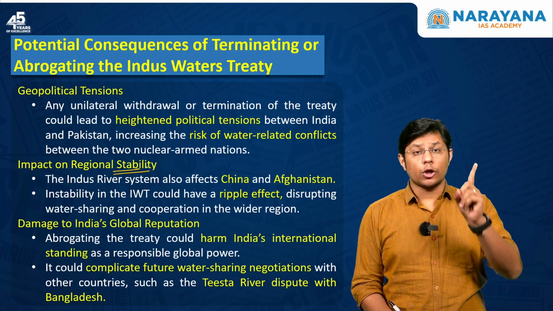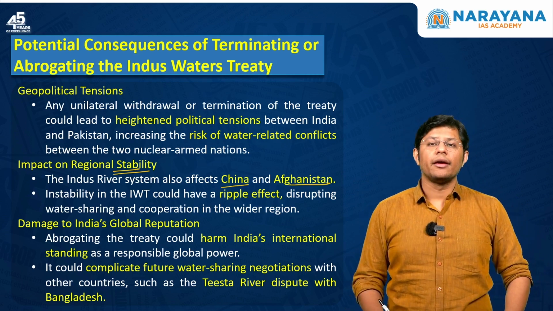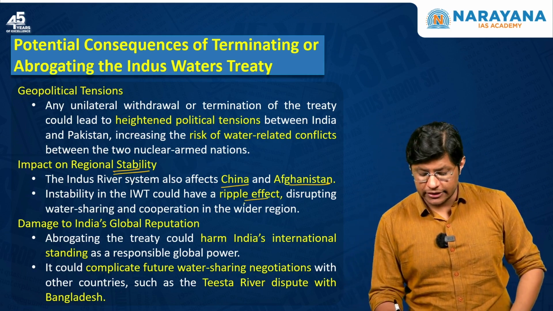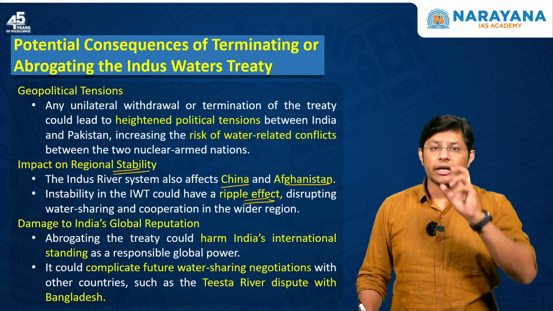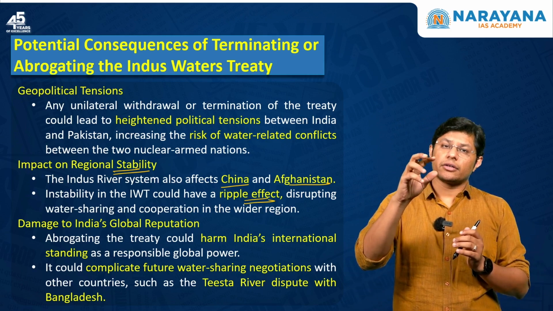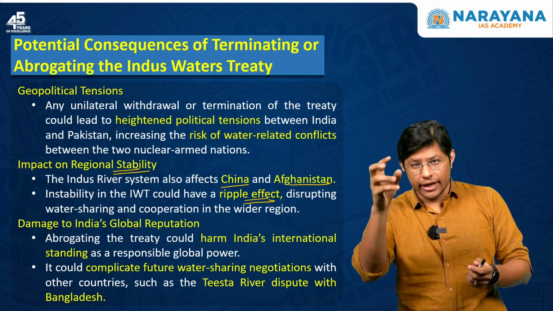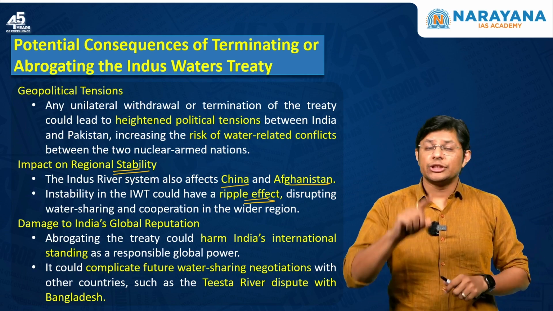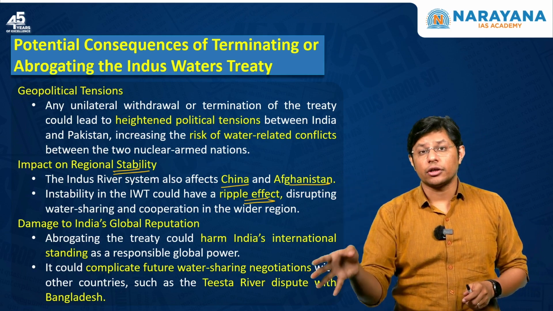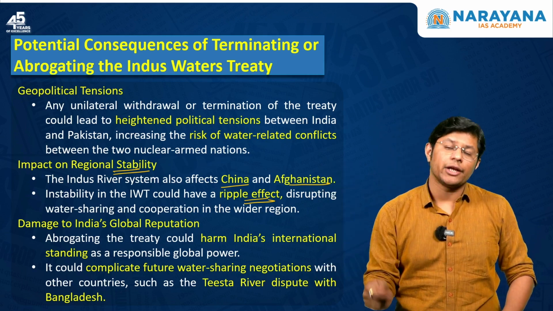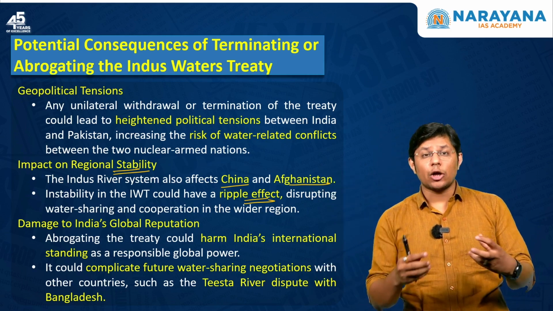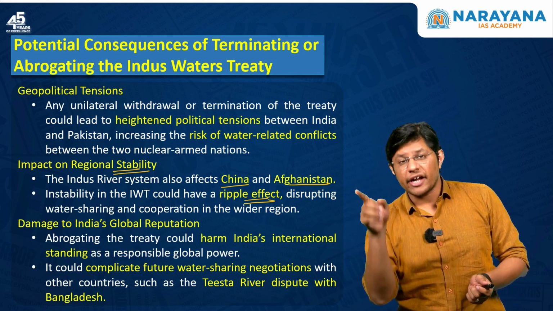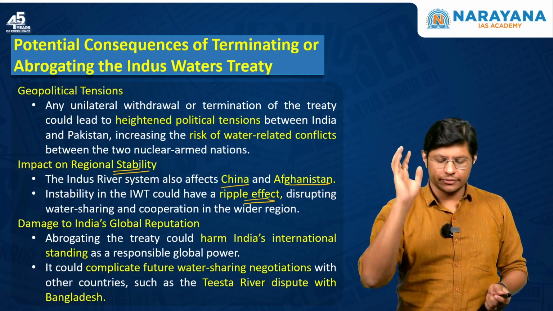Second, impact on regional stability. Now, this Indus River, it also affects China and Afghanistan. So, if this treaty gets violated, there would be a ripple effect, which means, for example, the Brahmaputra River, right? Brahmaputra flows from China and then enters India, from India it enters Bangladesh. So, if we abrogate or violate the Indus Water Treaty, China might obstruct the flow of the water of Brahmaputra River coming into India. We all know China and Pakistan are all-weather friends. So, if India troubles Pakistan, China would trouble India by stopping the flow of the Brahmaputra River.